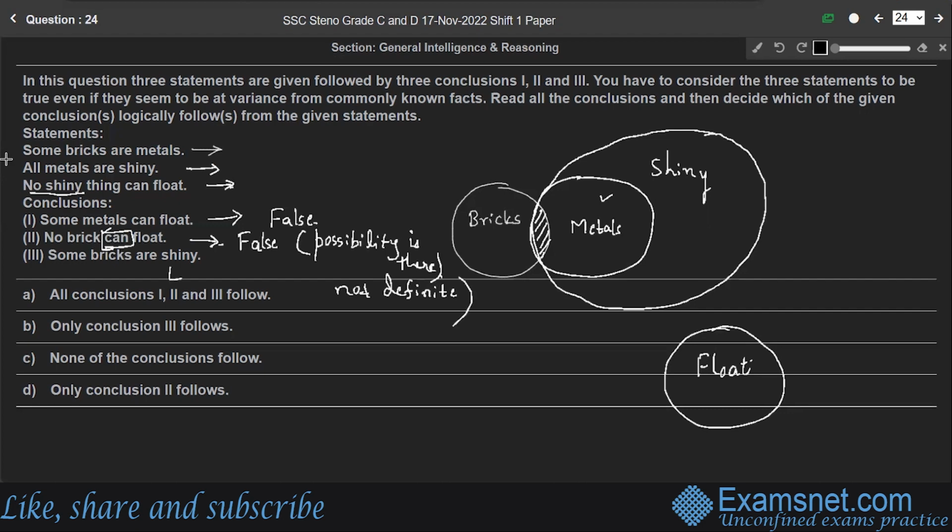Whereas the third one, some bricks are shiny, is true because some bricks are metals, which is already given, and all metals are shiny. Therefore, some bricks, this shaded portion which I am showing now, are shiny. Therefore, the third conclusion is true. Therefore, option B, only conclusion 3 follows. Option B is the right answer.